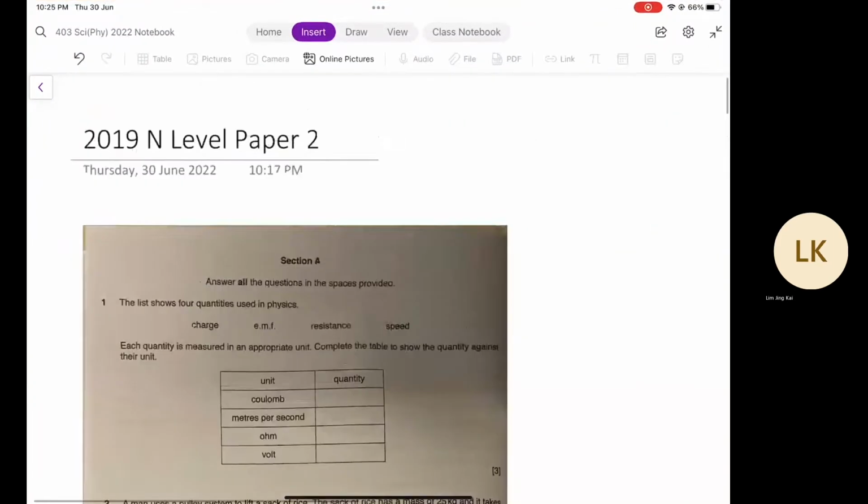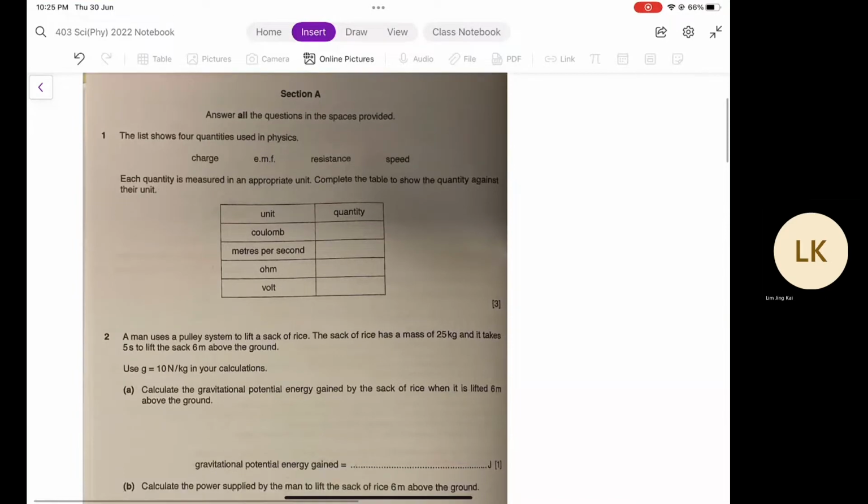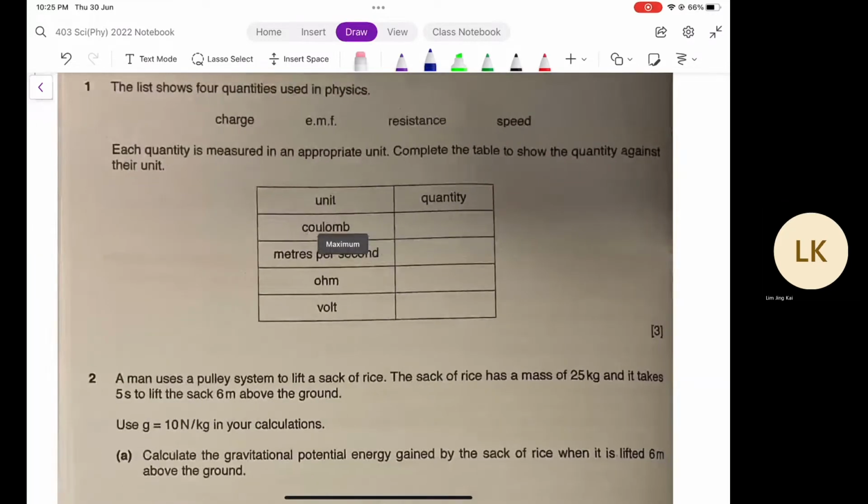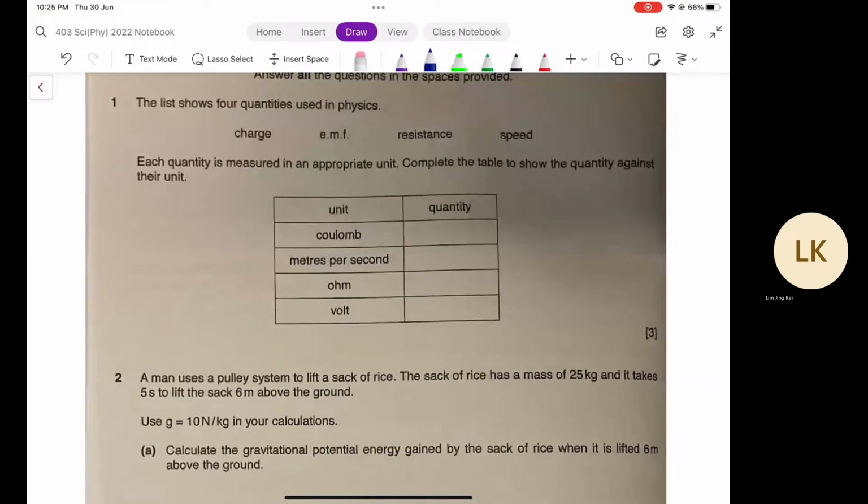Okay, so when we look at 2019 N-level paper 2 for question 1, they are actually giving you some units which we have already come across quite often during our studies. So first one, charge, EMF, resistance and speed. By now, you should be able to match them accordingly.